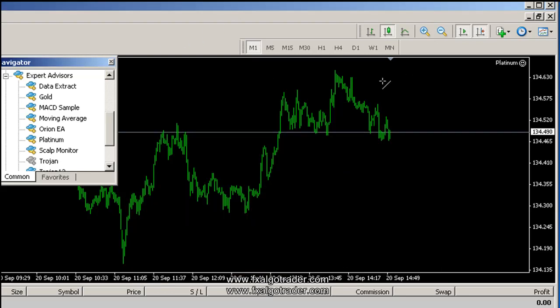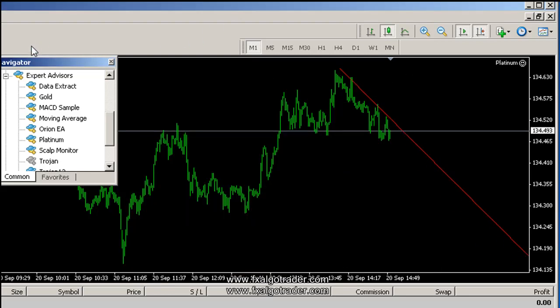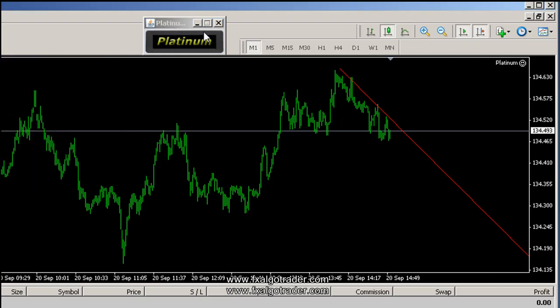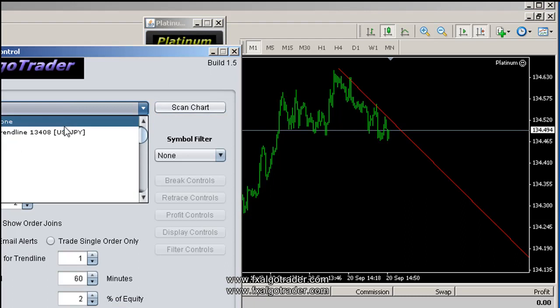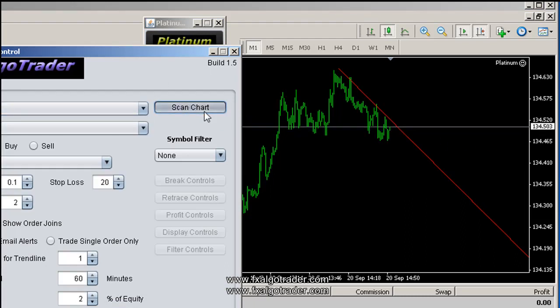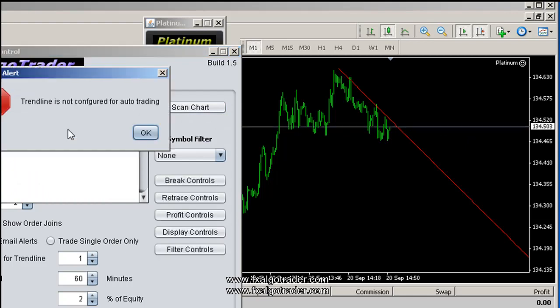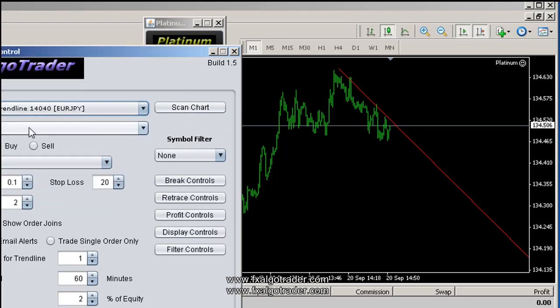Draw trend line. Platinum interface pops up. Scan the chart. Hasn't come up yet. Scan it again. Wait for a tick. Scan it again. Euro yen. There we go. Okay, want to sell, break, touch. 20 pips. Show the grid.